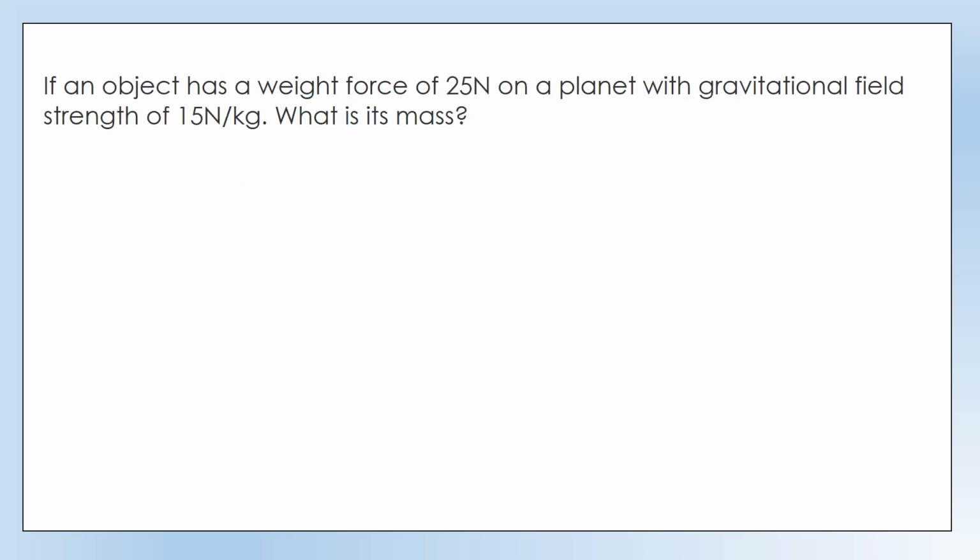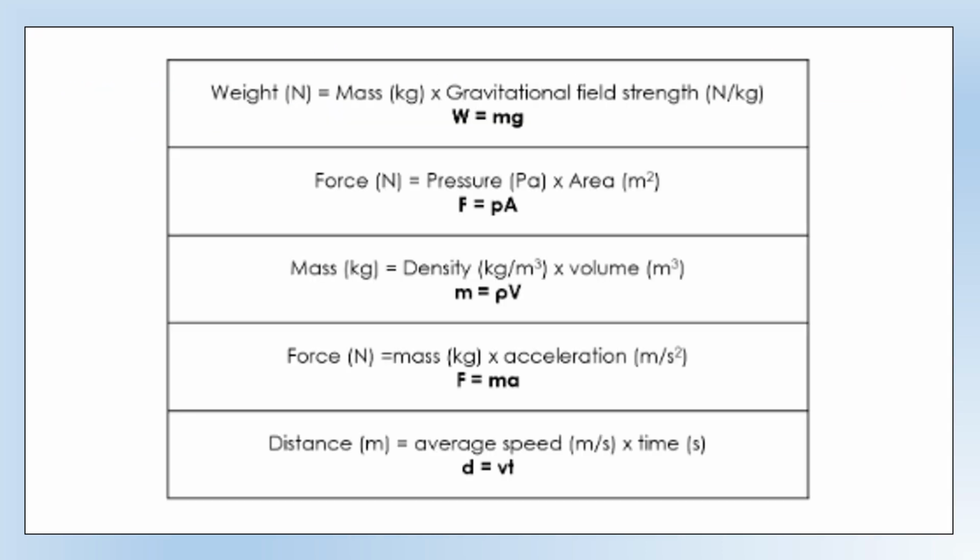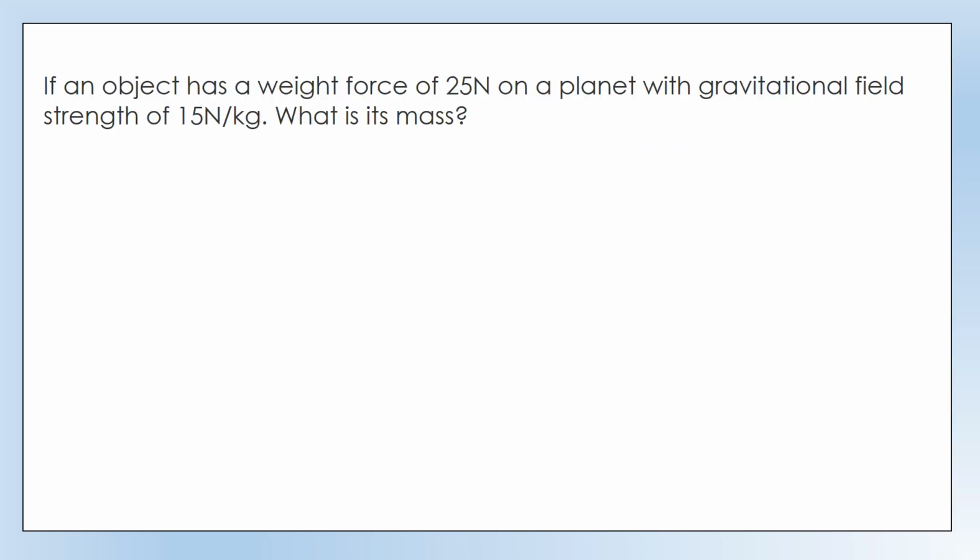So next question: an object has a weight force of 25 newtons on a planet with gravitational field strength of 15 newtons per kilogram. What is its mass? Again, same process, looking at what I have been given in the question. I've got weight, I've got g, and we want to know its mass. So we've got the same 3, and I'm going to pick exactly the same equation because that's what relates those 3 things. We state our equation. This time we want to calculate the mass, so I'm going to make mass the subject. It's currently being multiplied by g, so we do the opposite. We divide by g, and we get this expression here.